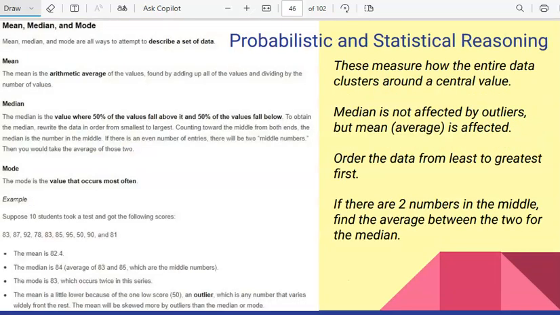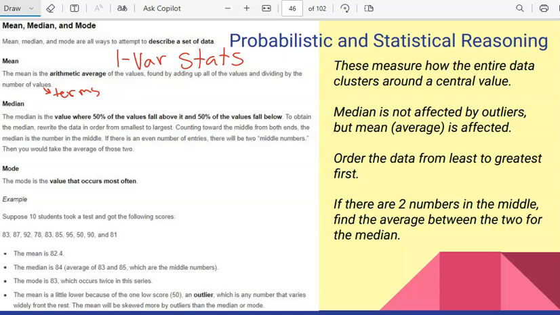Mean, median, and mode. Mean, median, and mode are all ways to attempt to describe a set of data. These are also known as your one-variable stats. The mean is the arithmetic average of the values, found by adding up all the values and dividing by the number of values or terms.